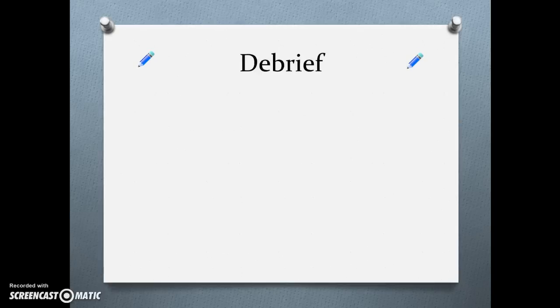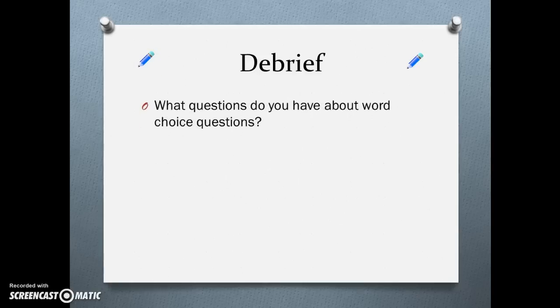Okay, so that's the end of our lesson, and it is time to reflect on lesson 2. Notice that the blue pencil icon is at the top of the slide, and that means you are going to have to write things in your jotter. The first question I'd like you to answer is this: what questions do you have about word choice questions? Is there anything that's puzzling you? Anything that you would like me to go over? Any parts that you don't understand?